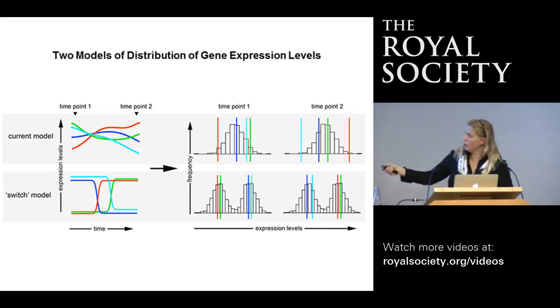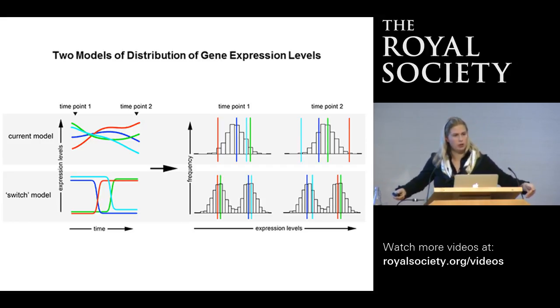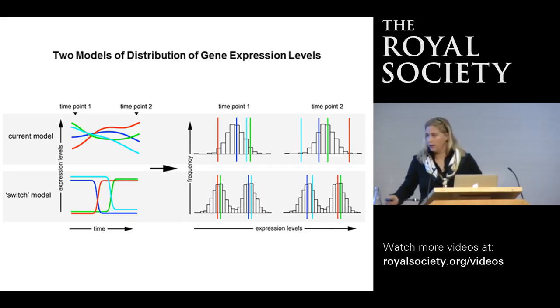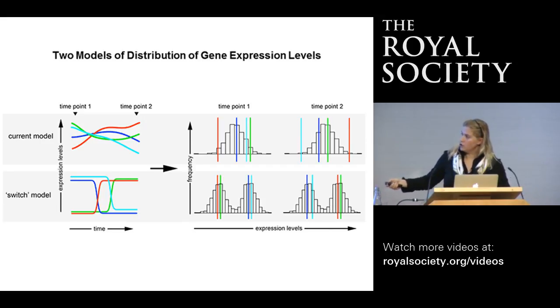So one, we've got the highly expressed genes here that are distributed around one mean, and the lowly expressed genes here that are basically a much lower, sort of noisy background expression level, let's say. Let's call it the switch model.